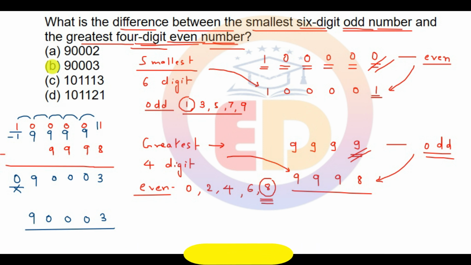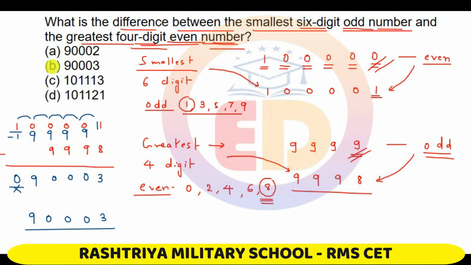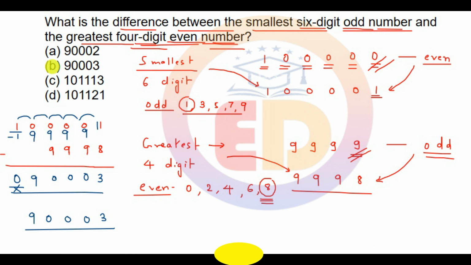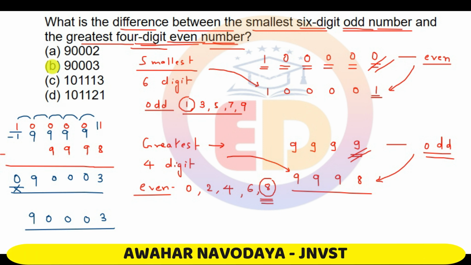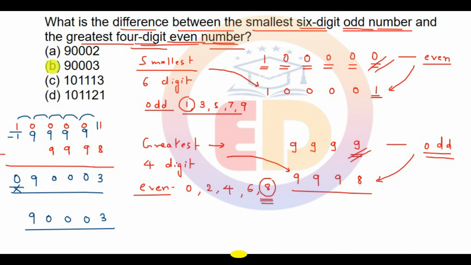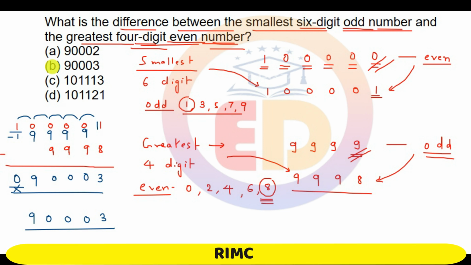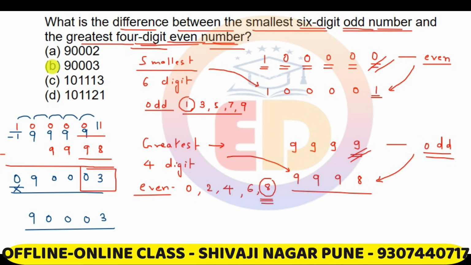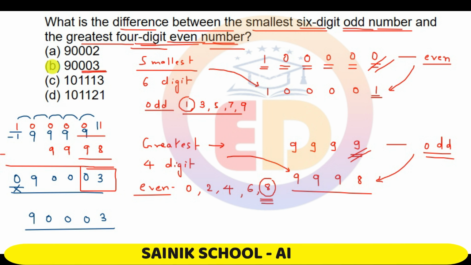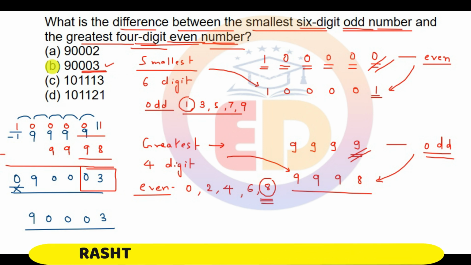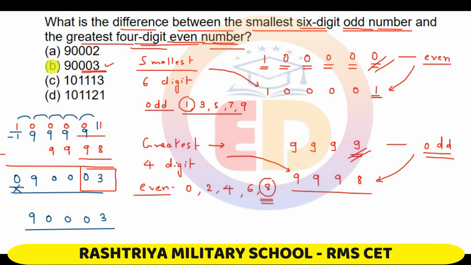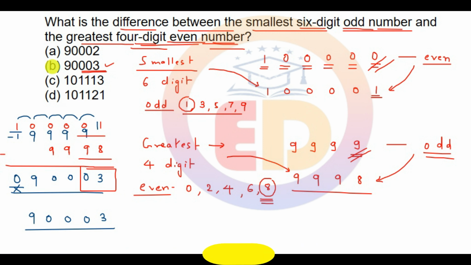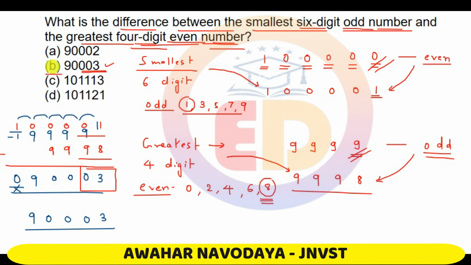For solving this question, there was no need of doing the complete subtraction. Only by doing the last two digits of 1,01,000 and 9,998, I would have got my answer as 03. And if you look at the options, option B ends with 03, these last two digits will give me the answer directly. So there is no need of doing the complete subtraction. Only by doing the last two digits, I would have got my answer, which is option number B.